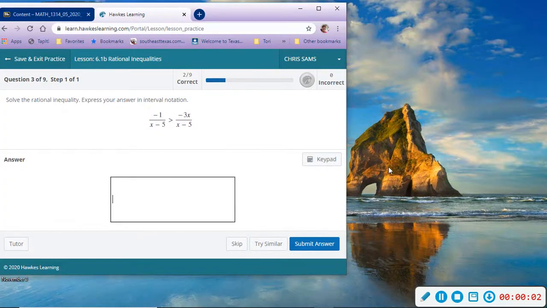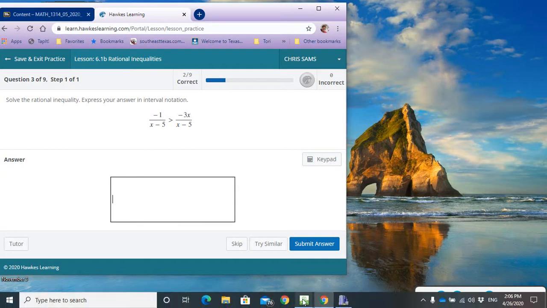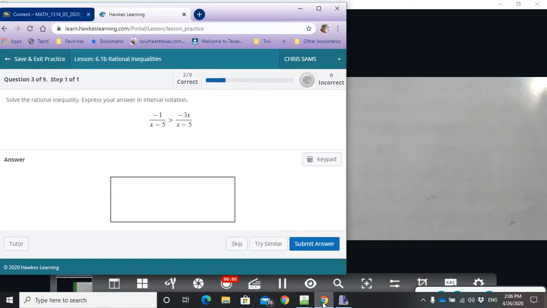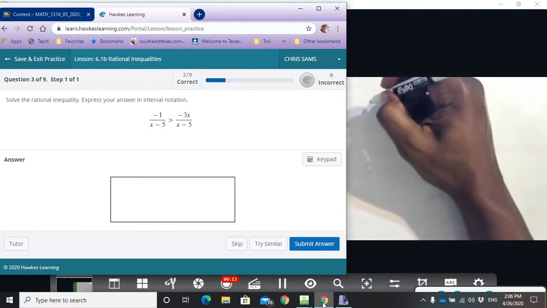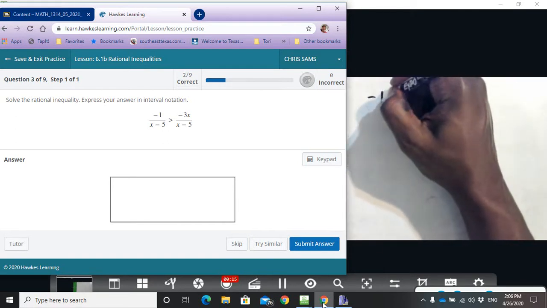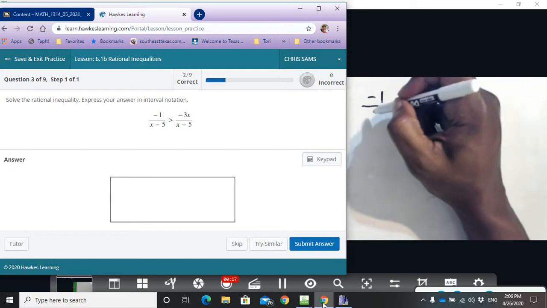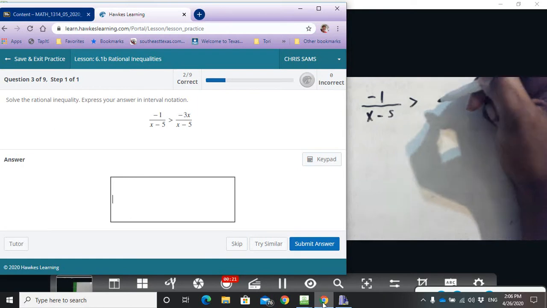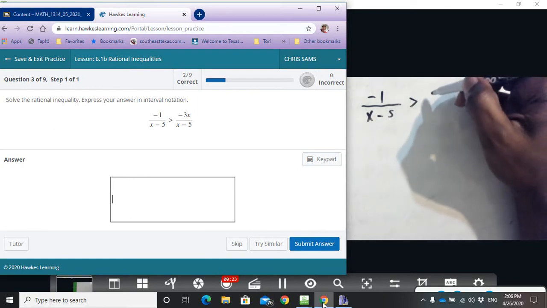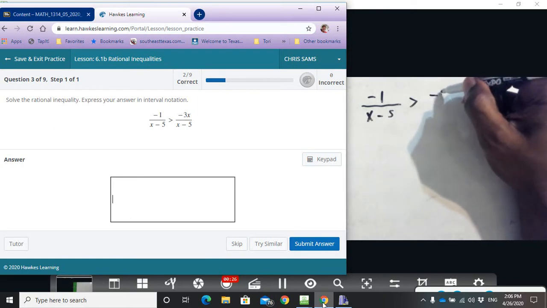Alright, so number 3, let me pull up the whiteboard. Okay, so number 3, what we want you to notice is that these two fractions have the same denominator. So when we move one term to the other side, we just add or subtract the numerators.